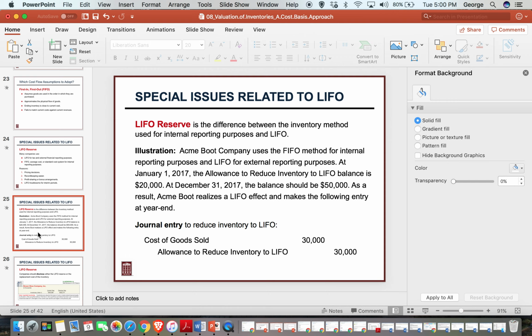All right, so that difference between that 50,000, the correct balance, and the 20,000, which is in the allowance, would be charged then to cost of goods sold. Cost of goods sold would have to be increased by 30,000, and then we could increase the allowance by 30,000.